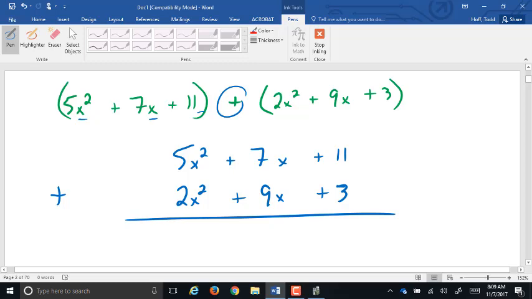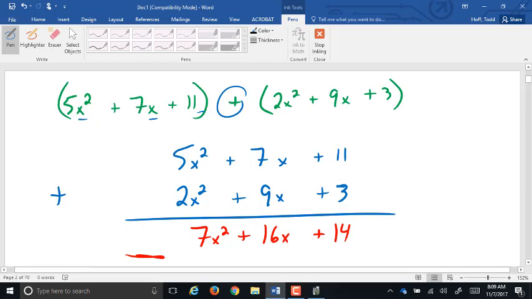11 plus 3, 14. It's positive, so I'm going to put a plus in front of it. 7x plus 9x, 16x. Again, positive, I'll put a plus in front of it. 5x squared plus 2x squared, 7x squared. Now it's positive, but I don't have to put a plus in front of it because there's nothing up here that I need to connect it to.